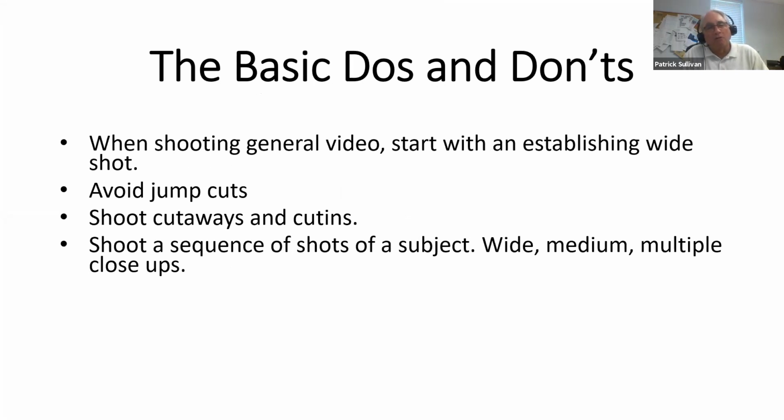Some basic do's and don'ts. When shooting general video, start with an establishing wide shot. If you're shooting some activity, a group of people, start with a nice wide shot that shows the whole scene, the whole picture. Avoid jump cuts. Now I'm going to tell you what that is in just a second. Also shoot cutaways and cut-ins. Again, I'm going to show you that in a second. And shoot a sequence of shots of the subject.